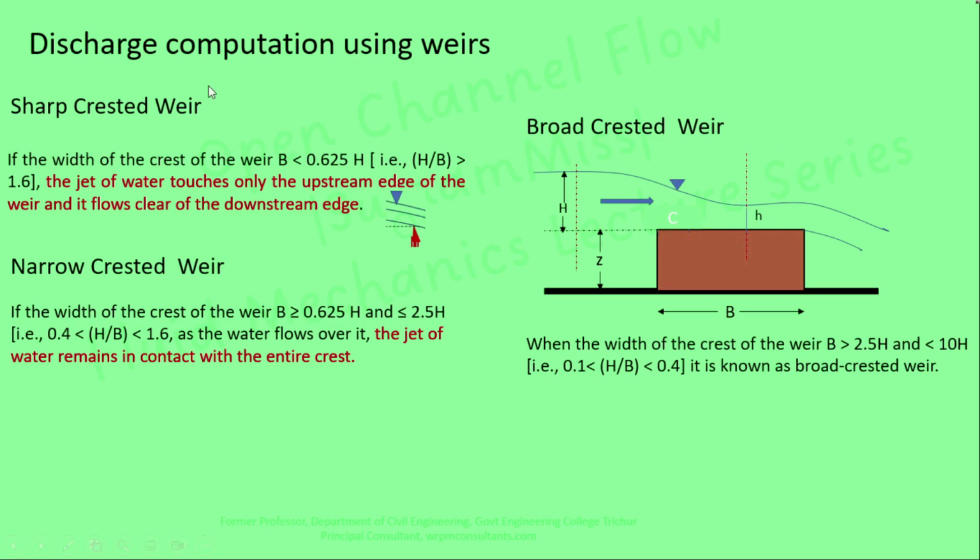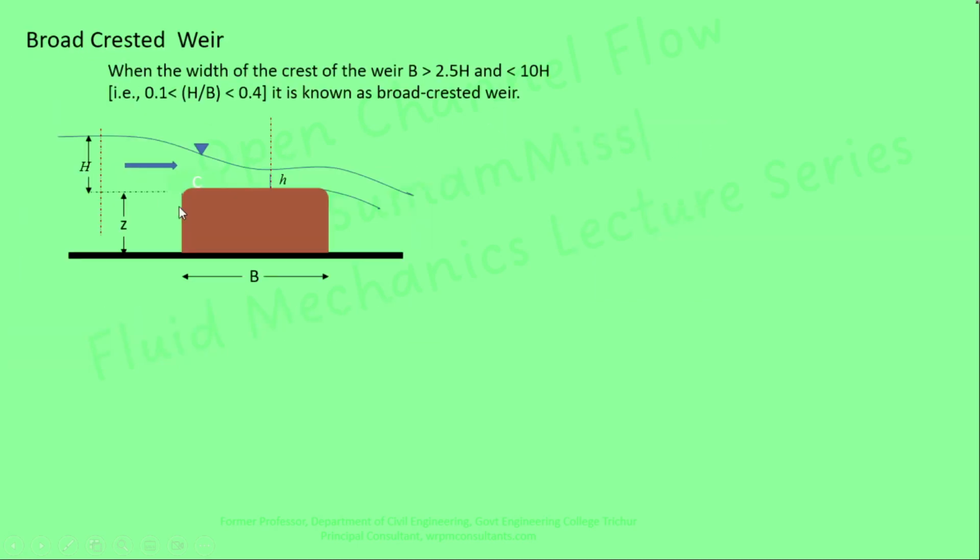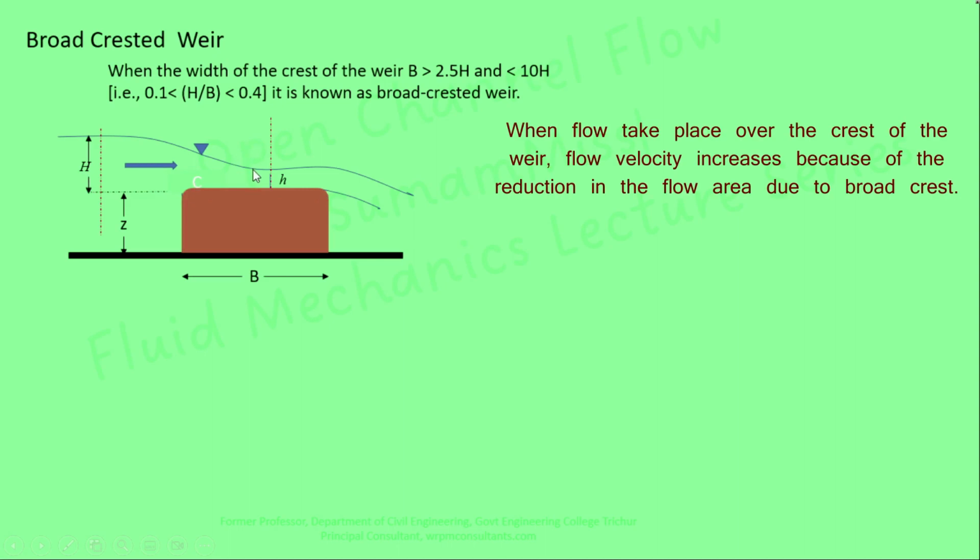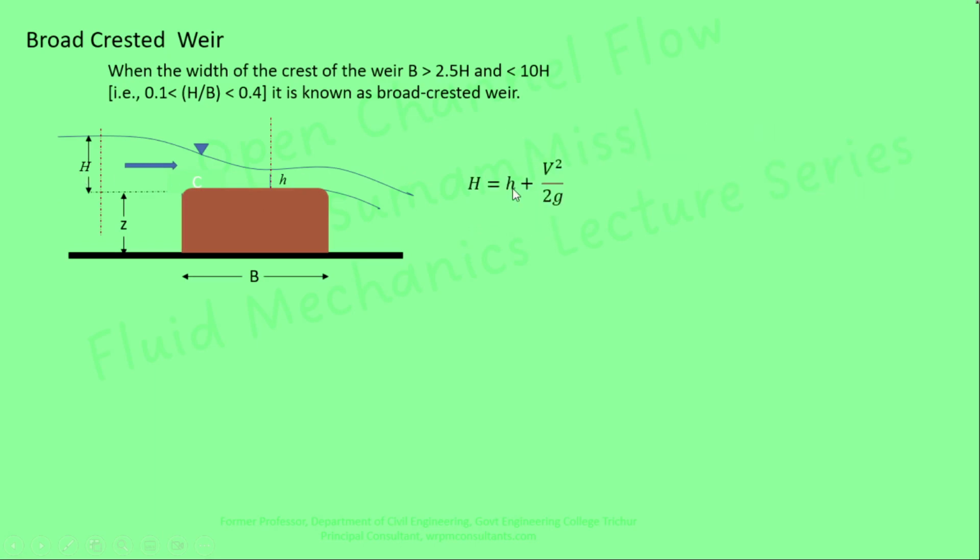Now let us discuss the discharge computation of a broad crested weir. The figure shows a round cornered broad crested weir. By applying Bernoulli's equation at these two sections, capital H is equal to small h plus V square by 2g. When the flow approaches towards this weir crest, the water surface drops just because of the increasing flow velocity. So H equals small h plus V square by 2g, or V equals root of 2g into (H minus h).